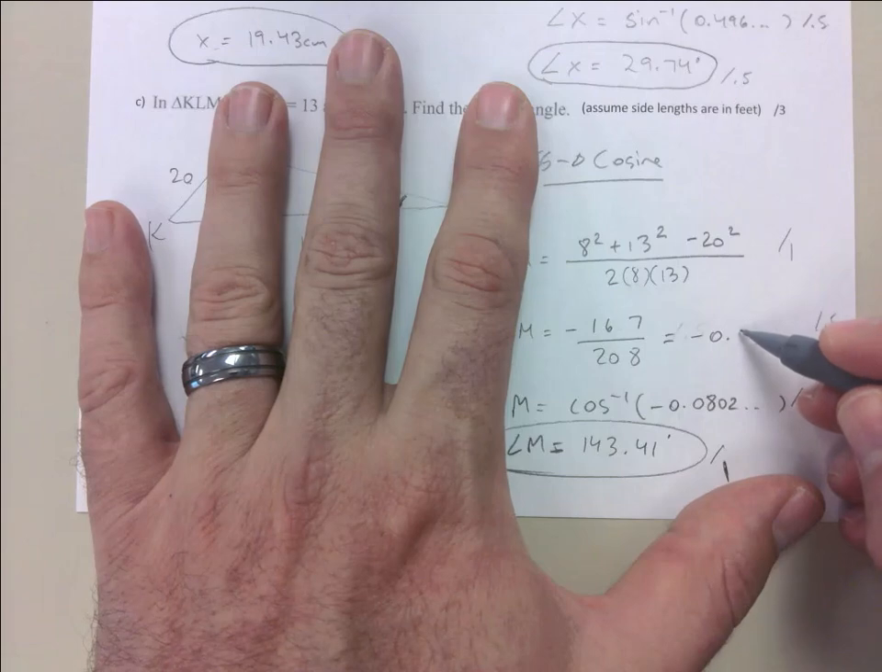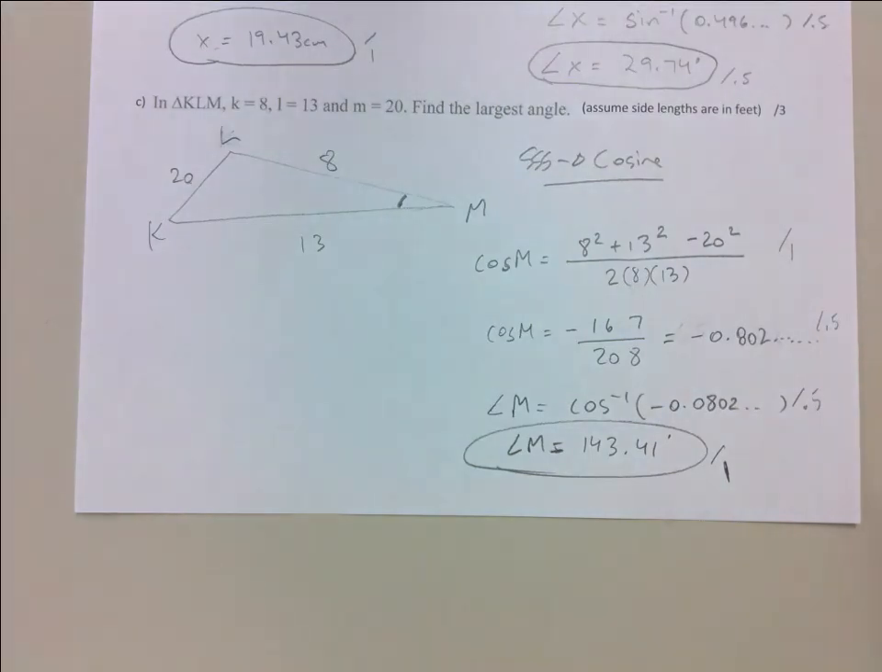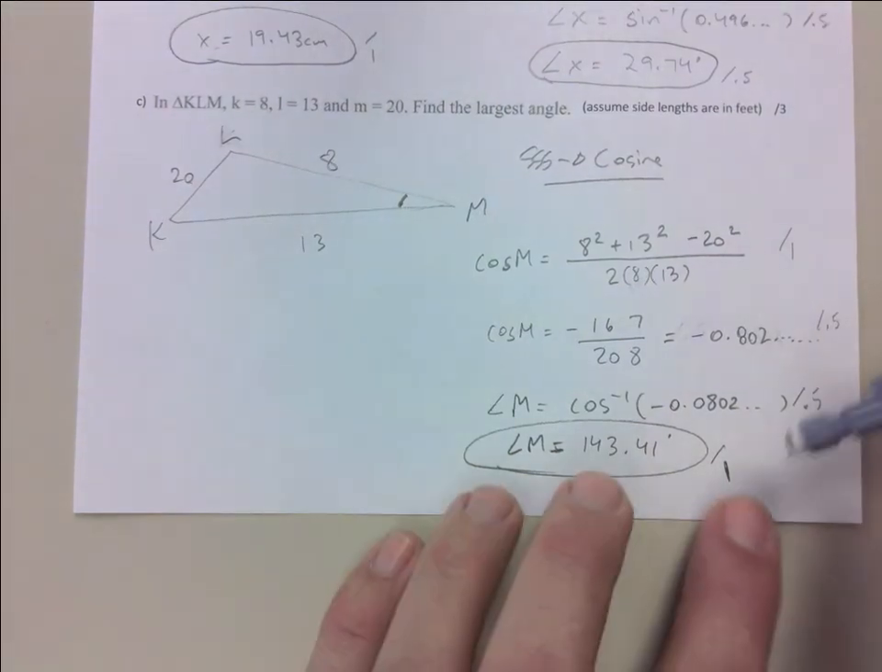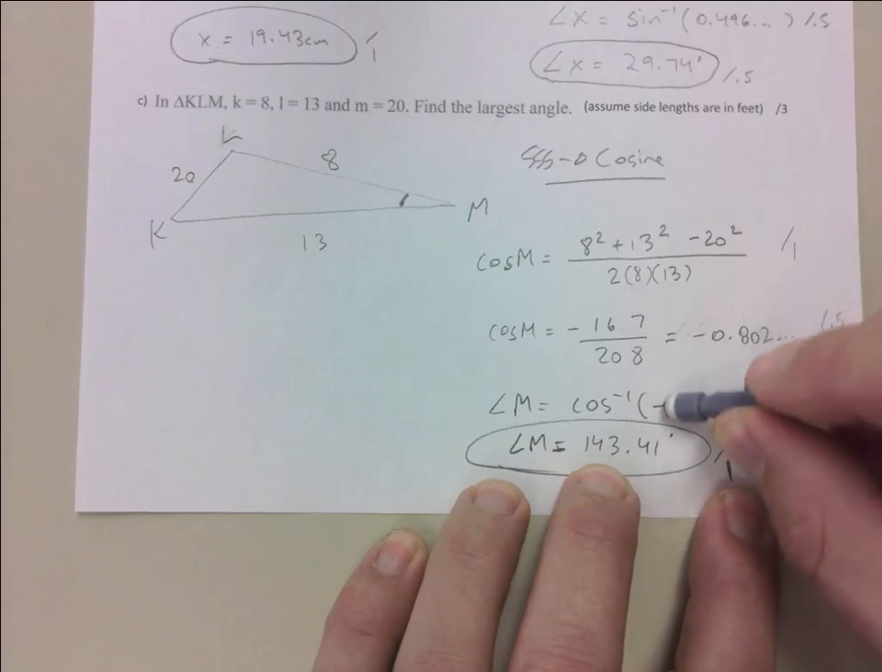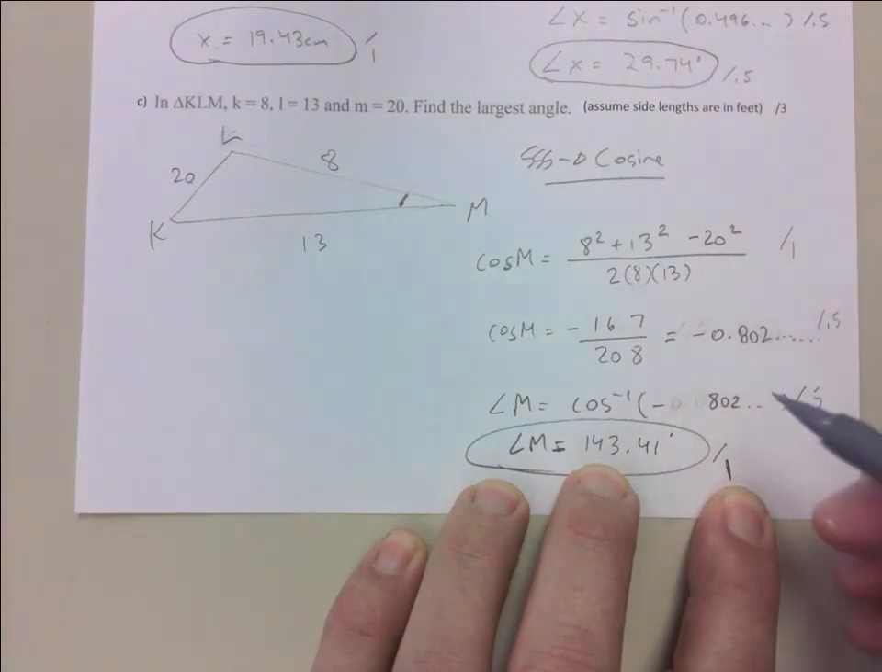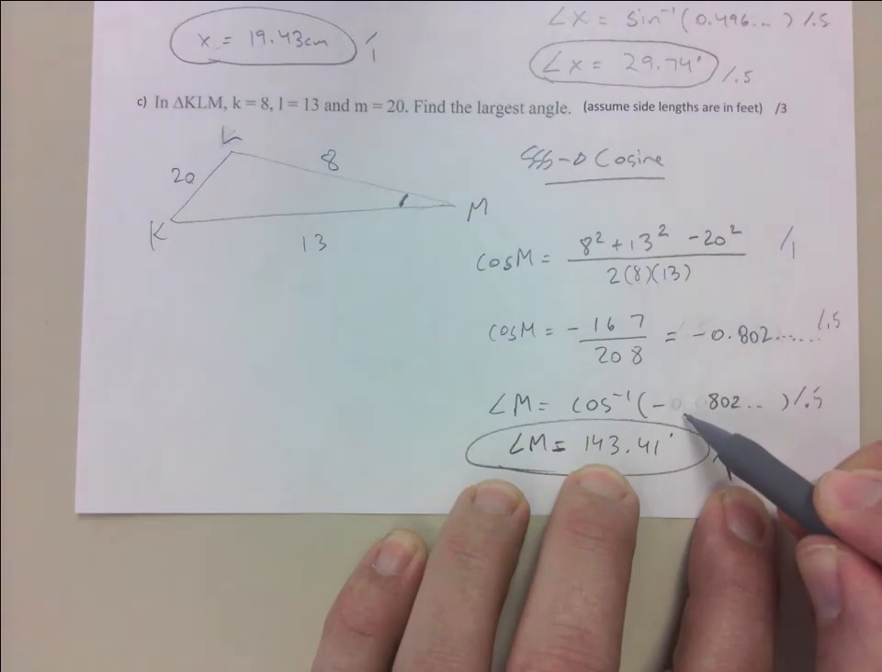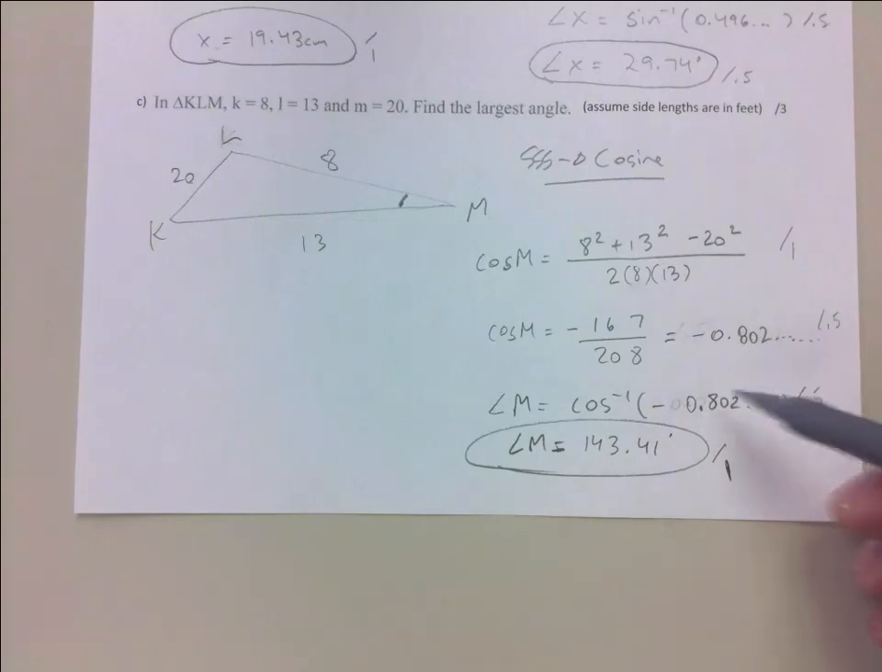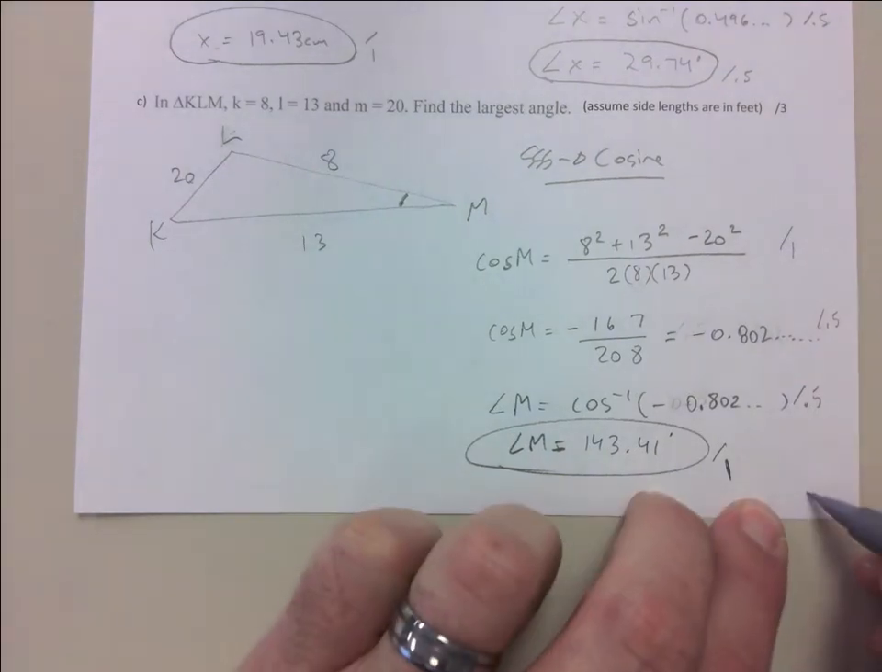Negative 0.802 and something. And so this is also, so really, I just make this 0.802. That fixes it. So this page is worth 8. Okay, this page is worth 8.